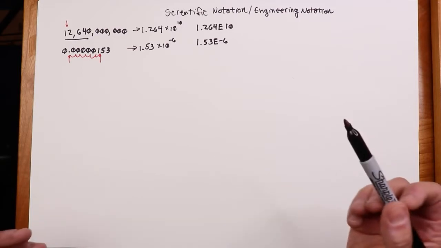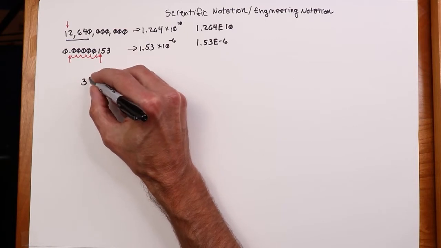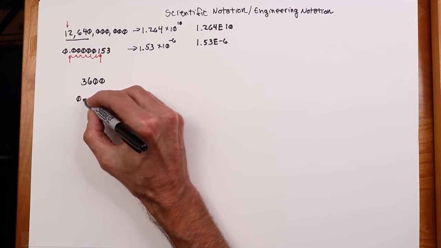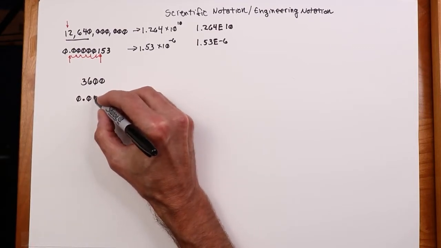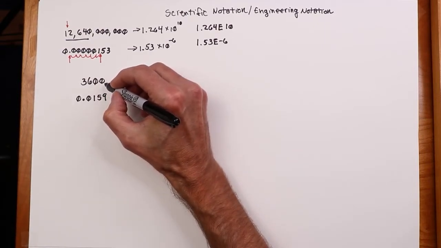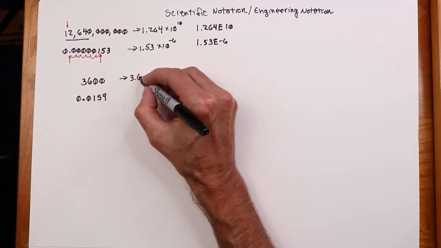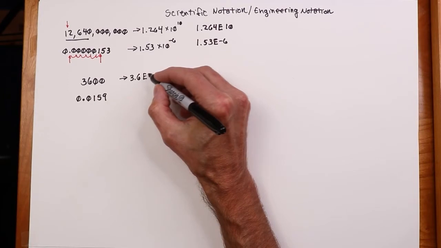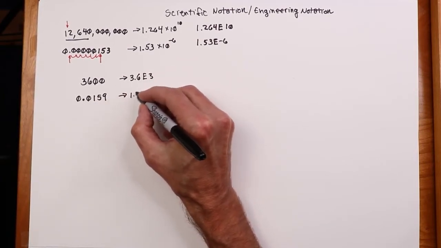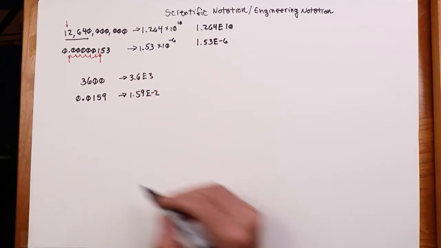Okay, take a look at a couple more examples. What if I have 3,600, or I have 0.159? For this one, come up 1, 2, 3 spaces. So this is 3.6 times 10 to the third, or E3. This one, we go 1, 2. So that's 1.59 E to the minus 2, right? 1, 2. Okay.